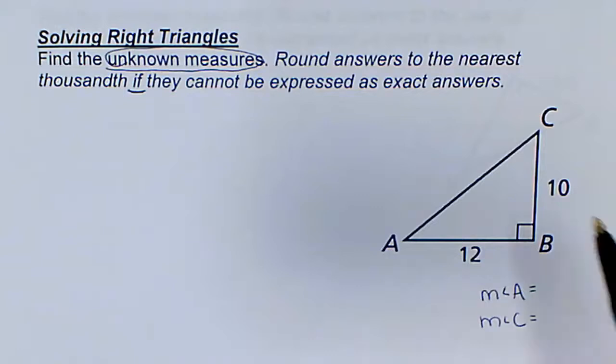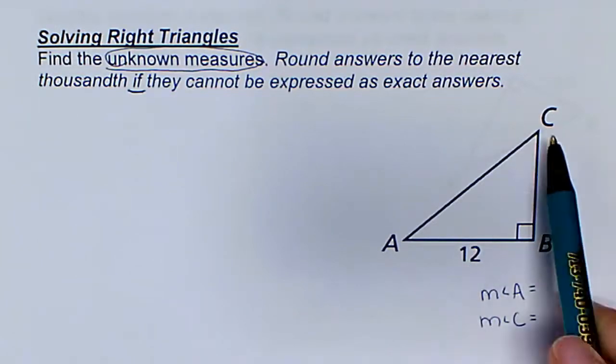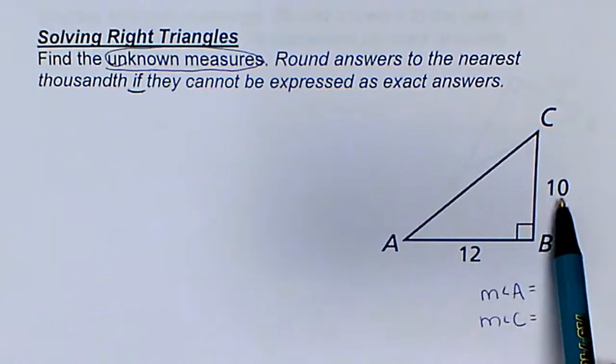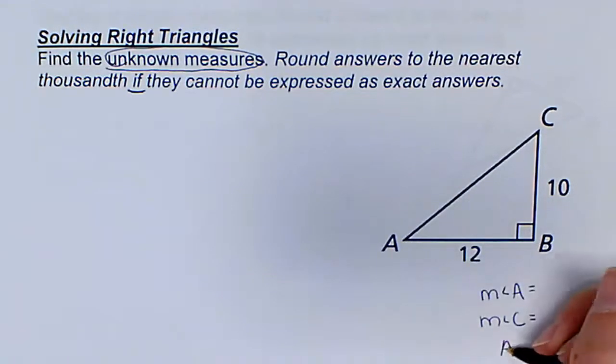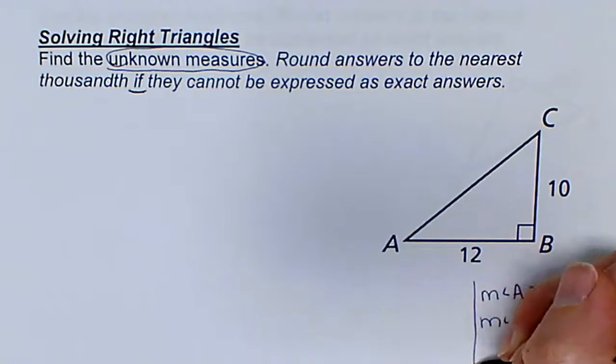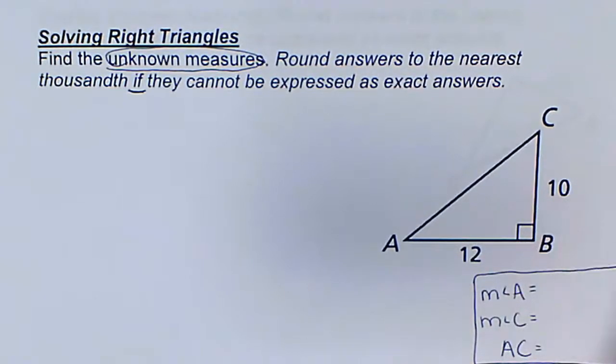and then I also don't know one of my side lengths. I know that side length AB has a measurement of 12 units, side BC has a measurement of 10 units, and then side AC is this unknown side length. And so I'm also going to need the length from A to C. So these are the three things that I'm finding in this problem.